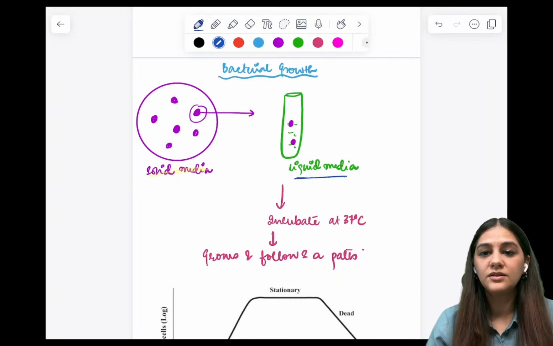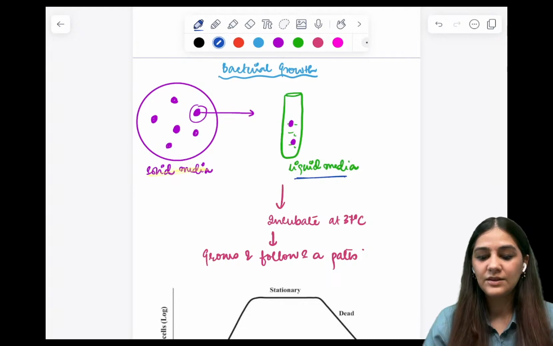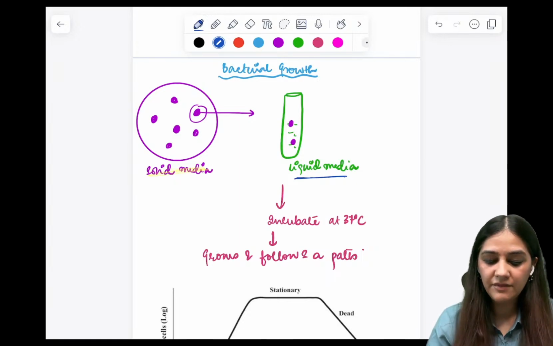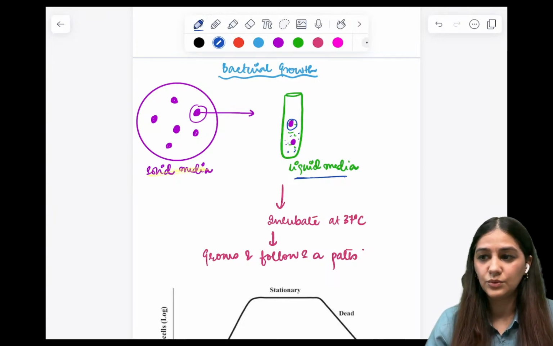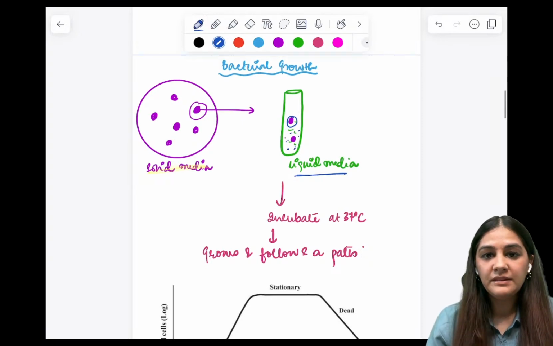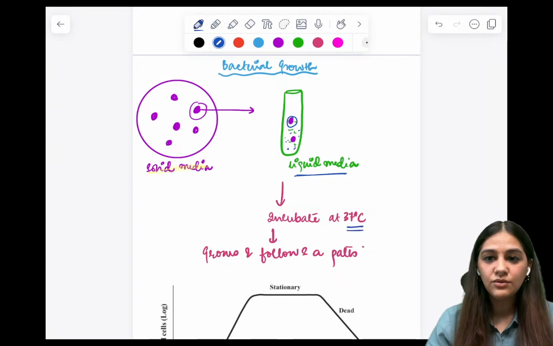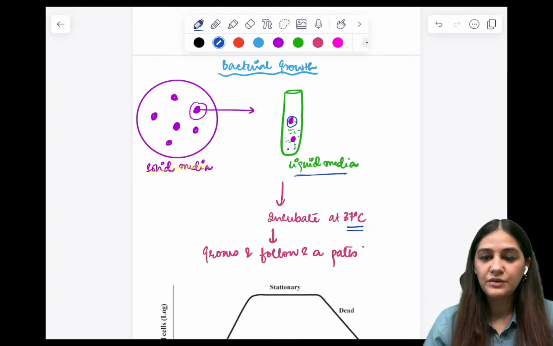And if you want to study the growth curve of the bacteria, it's best to inoculate it into a liquid media because this liquid media contains a lot of nutrients that is required for the bacterial growth, and hence liquid media is required. So we have inoculated this colony into this liquid media. Can you see this? And we have given all the nutrients that are required for the bacteria to grow. Next, what do we do? We incubate this tube or the liquid media at 37 degrees Celsius because as we know, bacteria needs this optimum temperature, which is 37 degrees Celsius, for its growth, right?